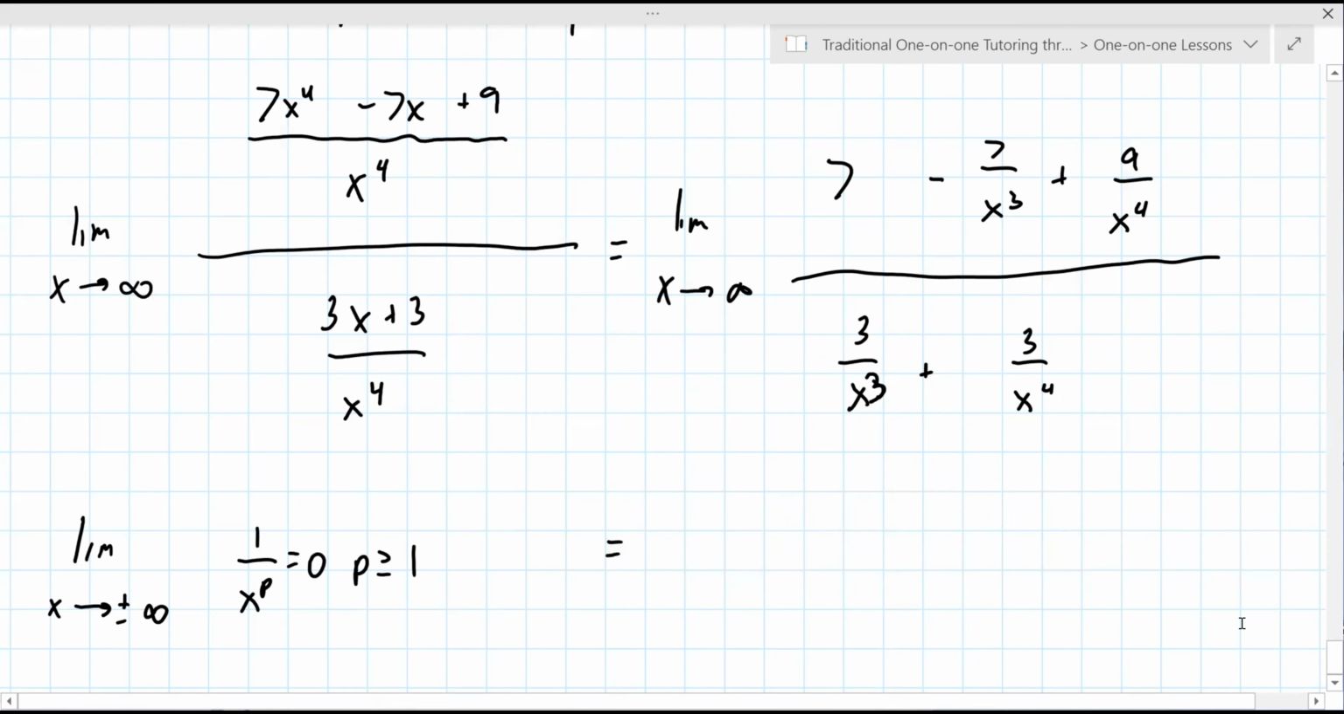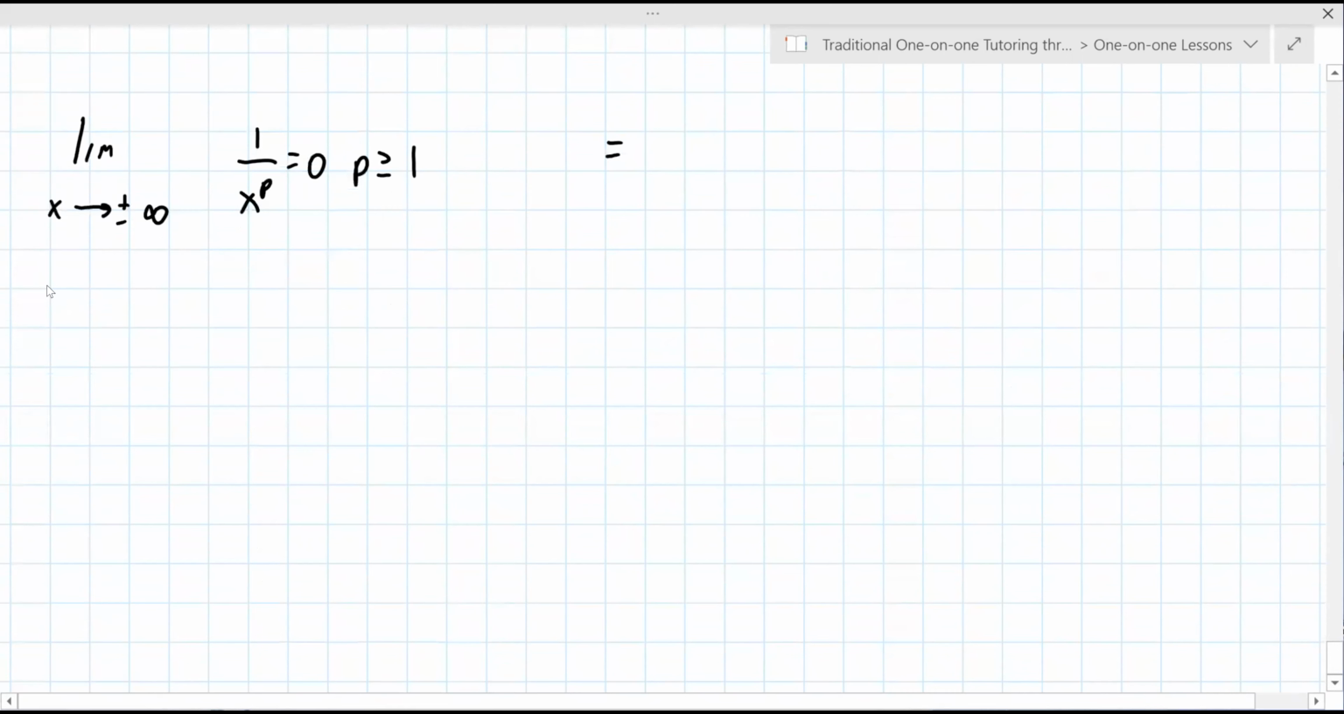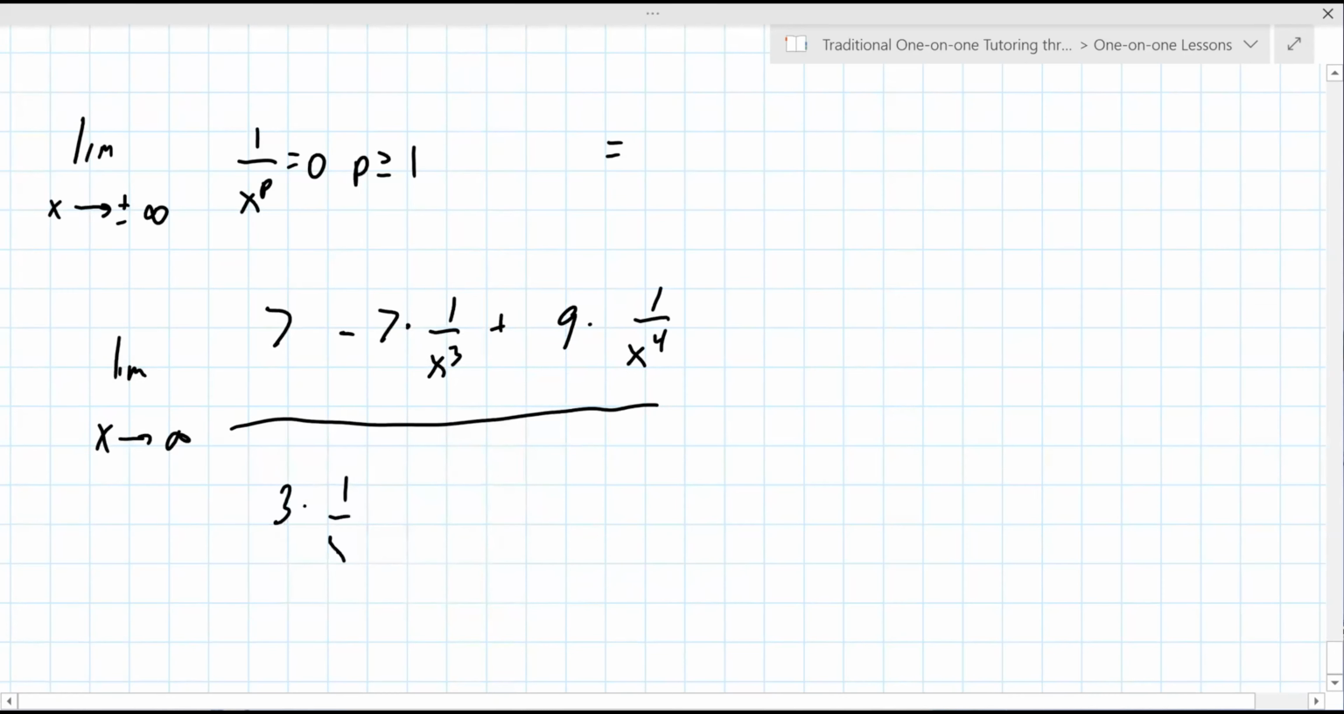So this is where it gets kind of tricky. Let me rewrite it. This right here is really minus 7 times 1 over x cubed. And then this is 9 times 1 over x to the fourth. And these down here, 3 times 1 over x cubed plus 3 times 1 over x to the fourth.